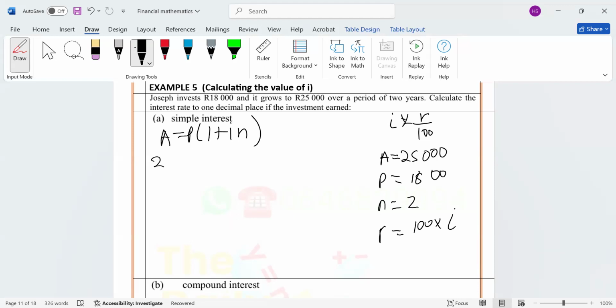Next thing that we're going to do is to substitute. We have 25,000 on this side, and on this side we have 18,000 times (1 plus ...). We have an option here. We can leave it as I and substitute at the end, or we can change this. Other learners prefer to write this as R all over 100 and then multiply by 2. You can still do that if you want to. But personally, I would say let's not substitute. Let's write it exactly the way it is.